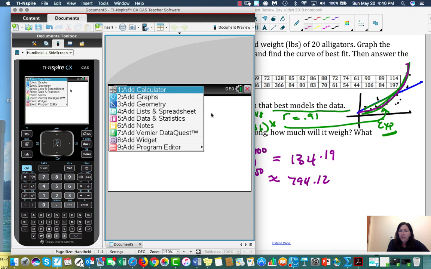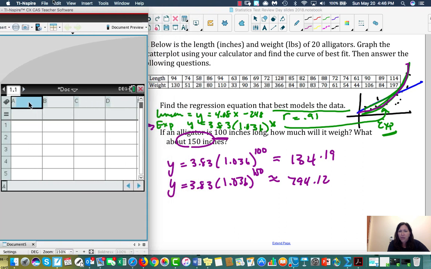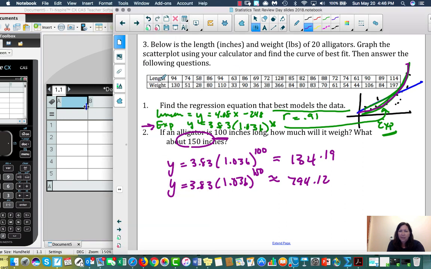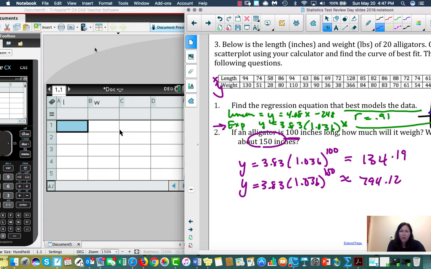and go to New Document. You go to List and Spreadsheets, and you have to label an A value. So in this case, we're going to call length and weight. The weight is going to depend on my length. My length is going to be my X value here. That's my X value, and then this value here, I'm going to call my Y value. So my length is my X value, so I'm going to call that L, and over here I'm going to call that W. Remember, don't put anything in the middle line right here. Nothing goes there.